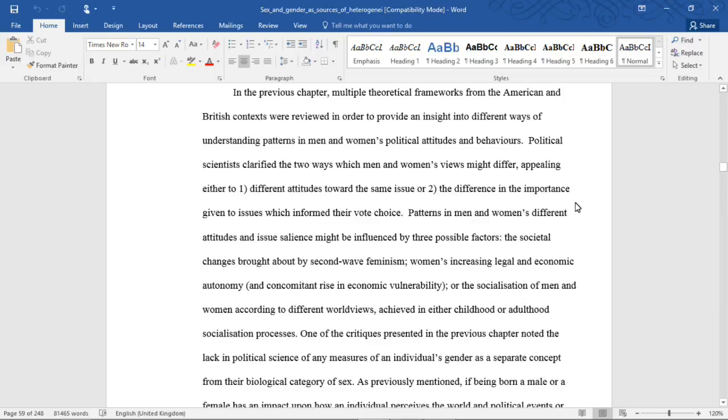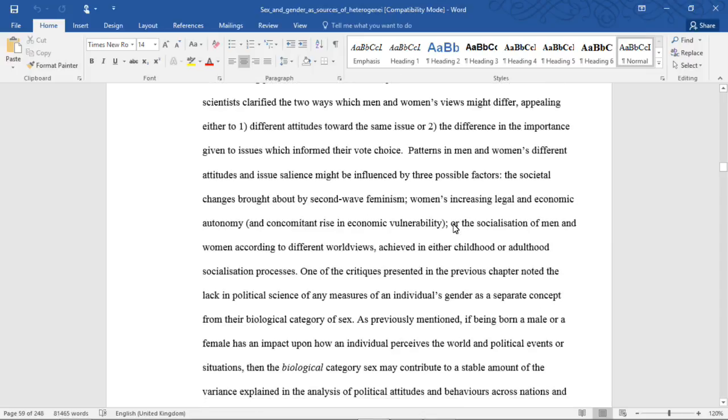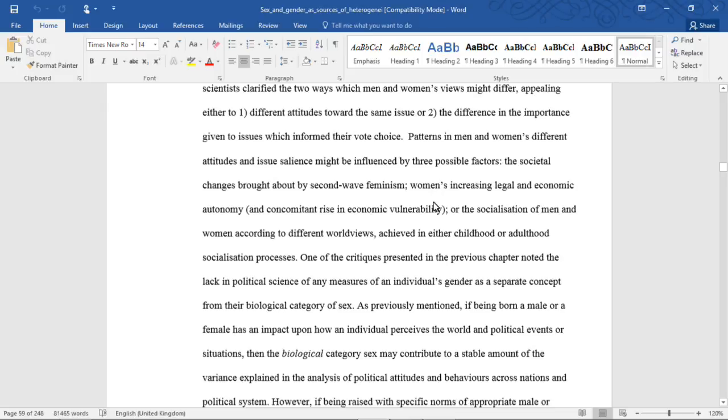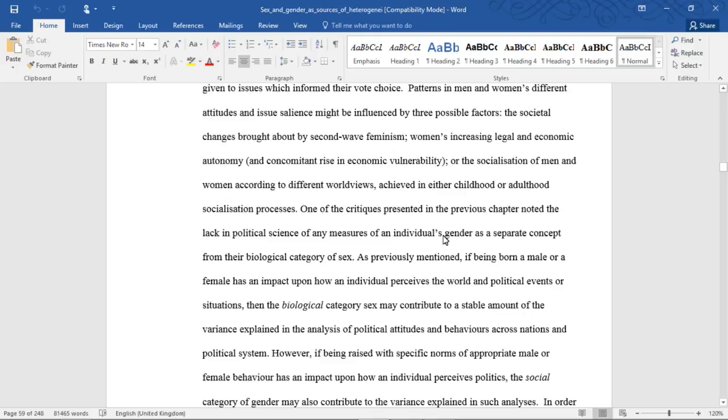Patterns in men and women's different attitudes and issue salience might be influenced by 3 possible factors: the societal changes brought about by second-wave feminism, women's increasing legal and economic autonomy and concomitant rise in economic vulnerability, or the socialization of men and women according to different worldviews achieved in either childhood or adulthood socialization processes.